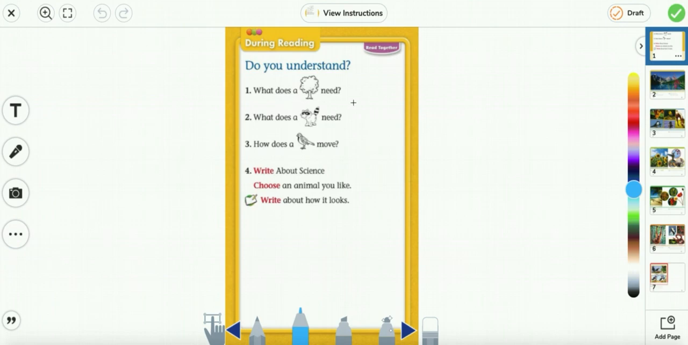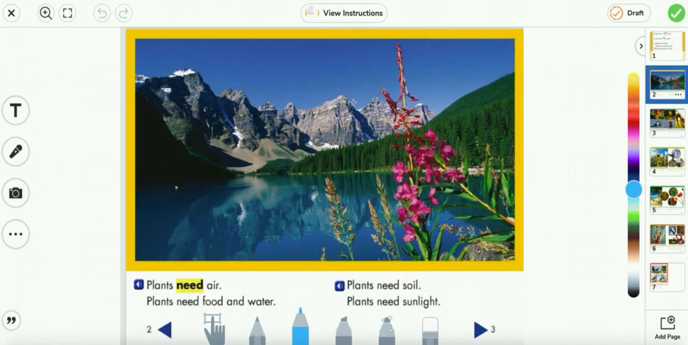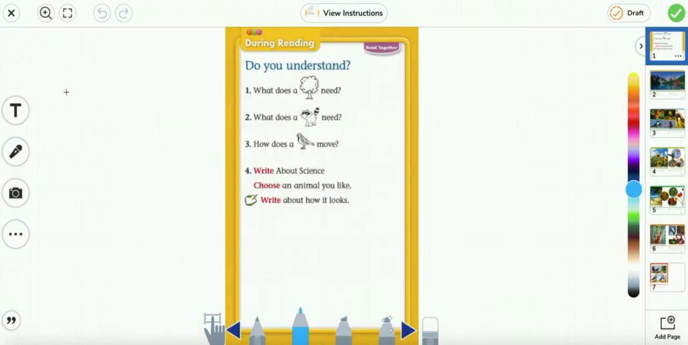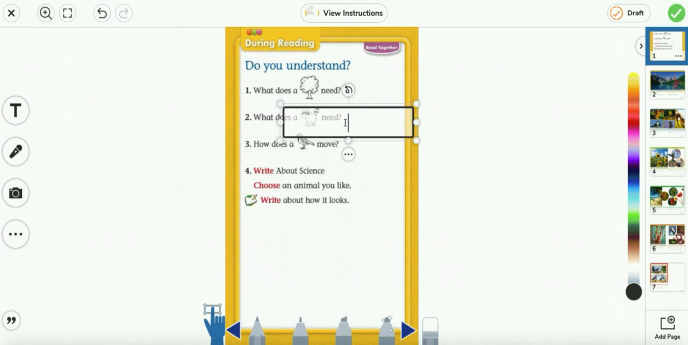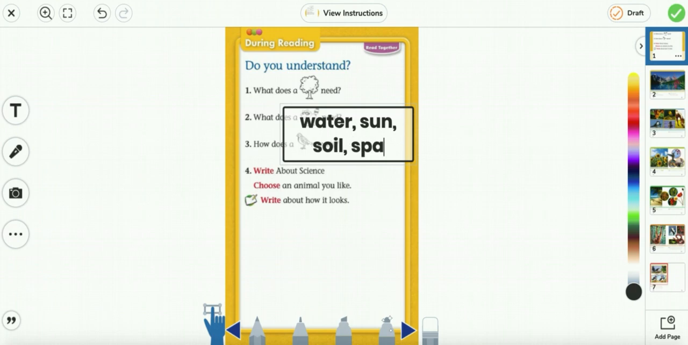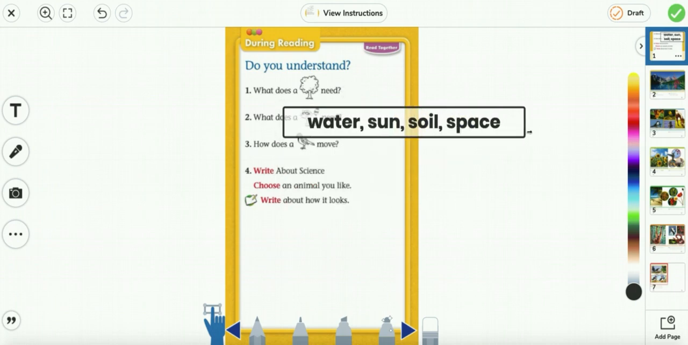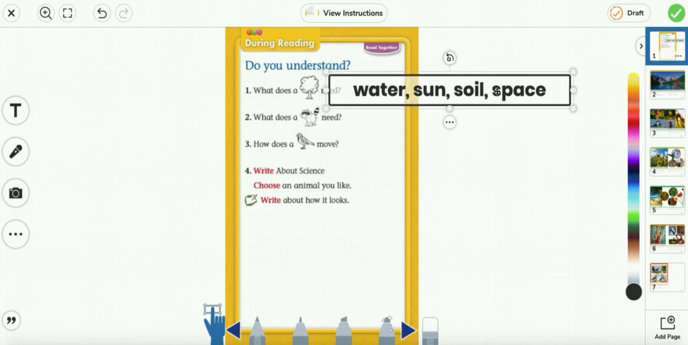Okay, so what does a tree need? We know a tree is a type of plant, and plants need air, food and water, soil and sunlight. So we know that trees need water, sun, soil. What else do they need? Space to grow. Okay.